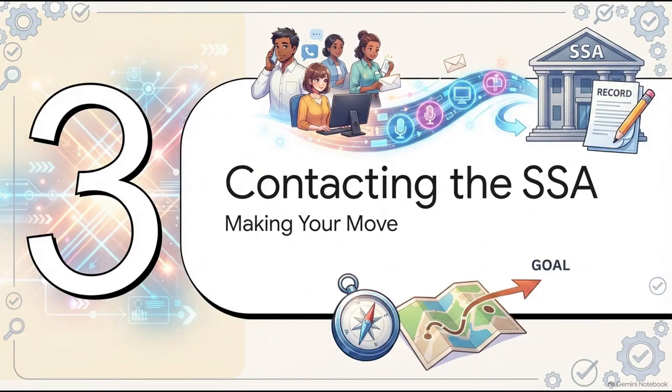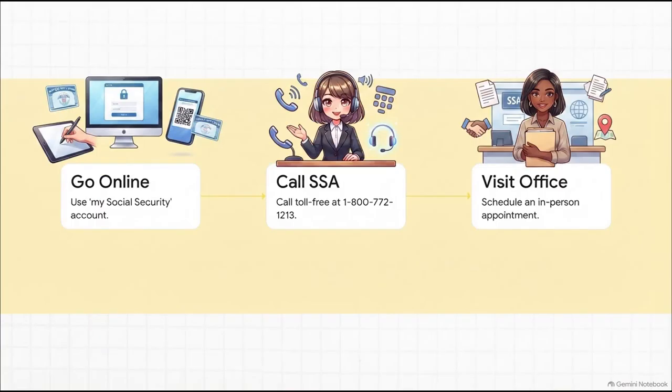All right, step 3, contacting the SSA and making your move. Once your evidence is ready, it's time to take action. You basically have 3 main avenues here. For a lot of folks, logging into your My Social Security account to request a correction entirely online is the easiest and fastest route.